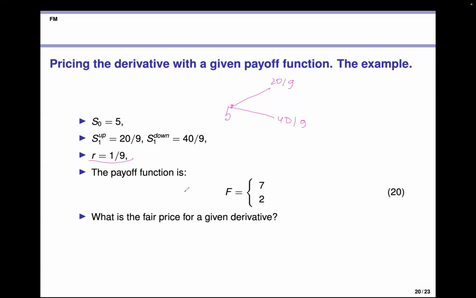We have derivatives with this payoff function. It is some strange one, we don't know what kind of derivative it is. But anyway, we have this, and we would like to find the fair price for the given derivative. We can use three approaches, but let's use the last approach. It is like replicating the option by an investment portfolio.